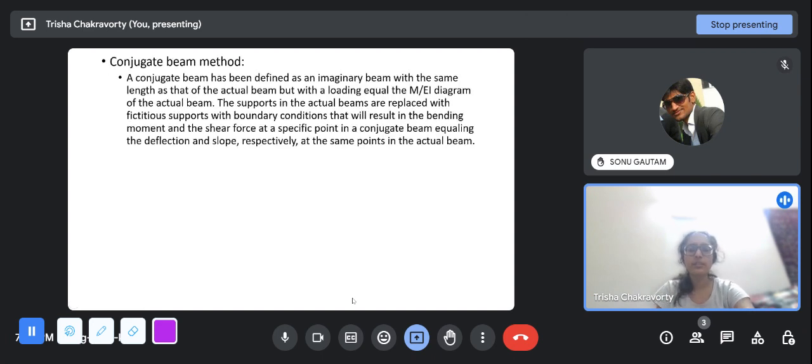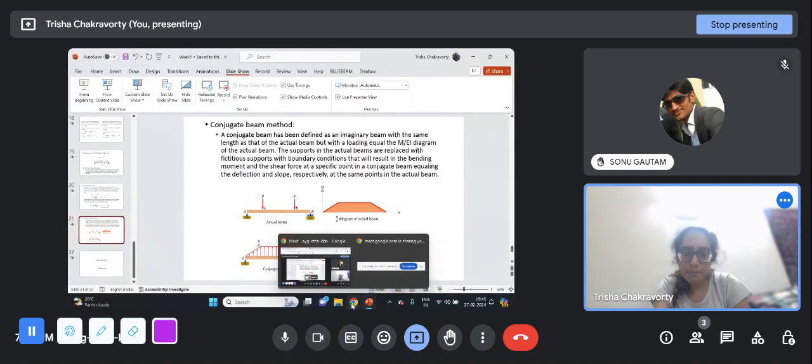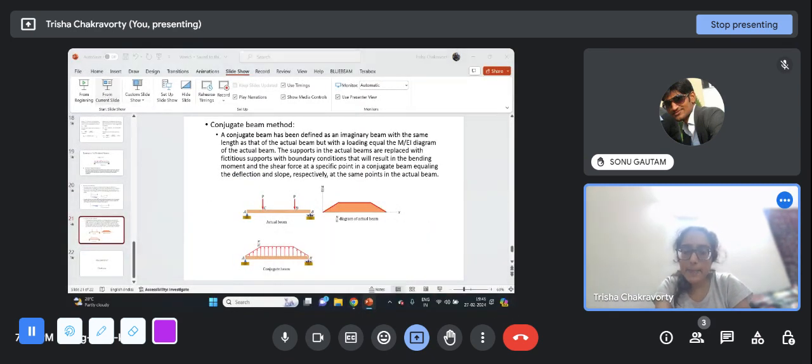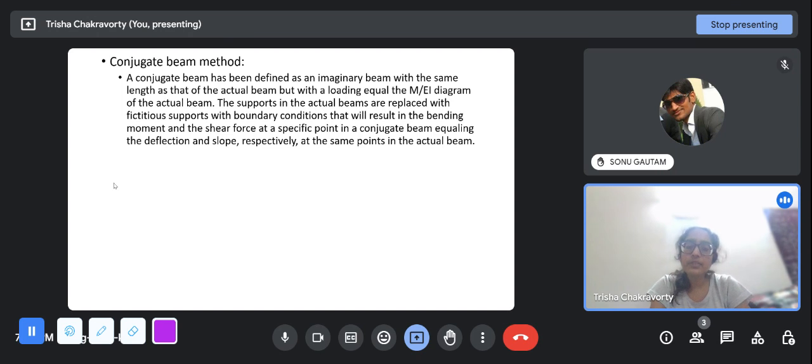And finally, we look at the conjugate beam method that we covered now. The conjugate beam has been defined as an imaginary beam with the same length as that of the actual beam, but with a loading equal to the M by EI diagram of the actual beam. The supports in the actual beam are replaced with fictitious supports with boundary conditions that we studied earlier, that will result in the bending moment and shear force at a specific point in the conjugate beam equaling the deflection and slope respectively at the same points in the actual beam.